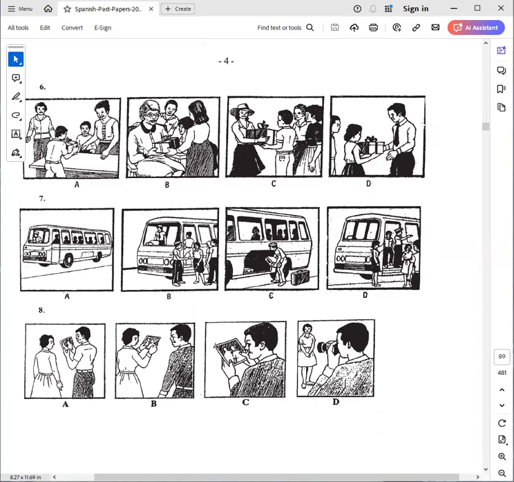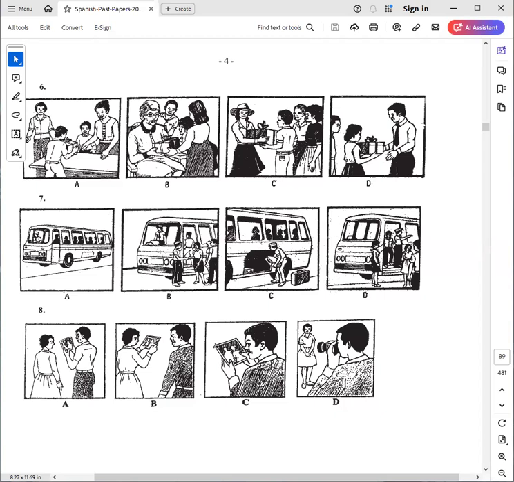Actually, I'm looking at B for number six because everyone is looking here while they are giving him the gift. The "le" doesn't tell us if it's him or her, right? But B seems a bit clearer to the situation. So 6B.